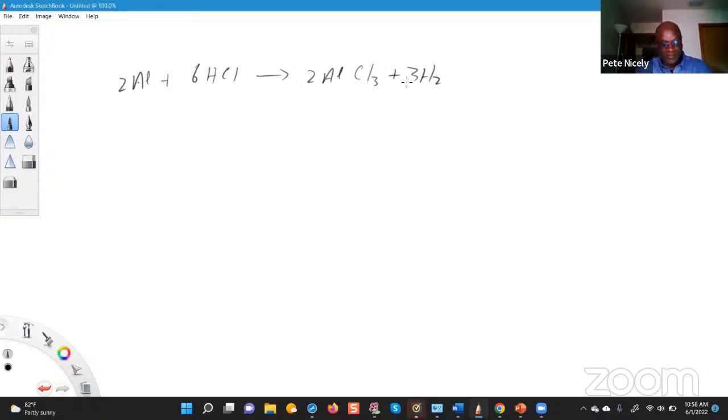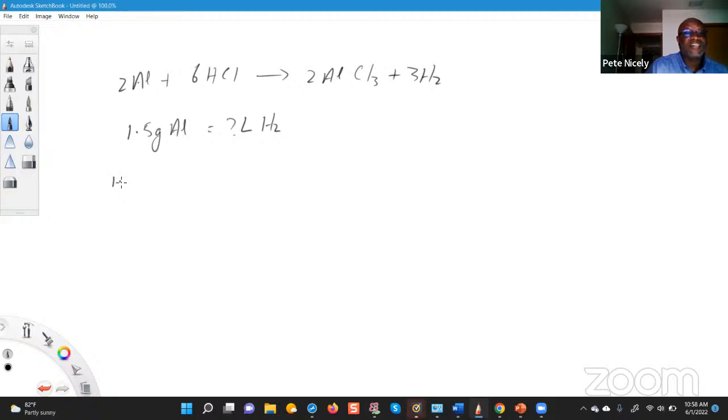Let me just check something here. Okay, so the question says that you're starting off with 1.5 grams of aluminum, and the question is asking for the volume in liters of H2. So how are we going to tackle this?